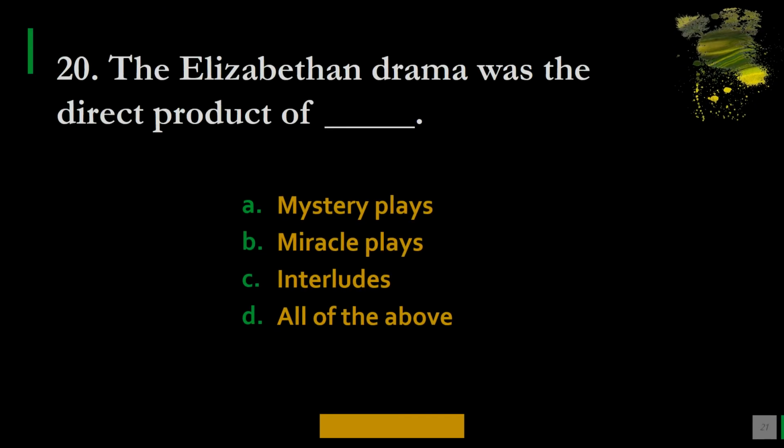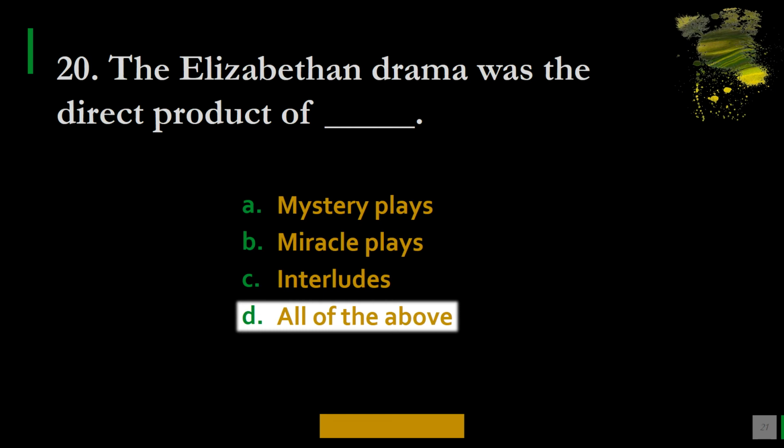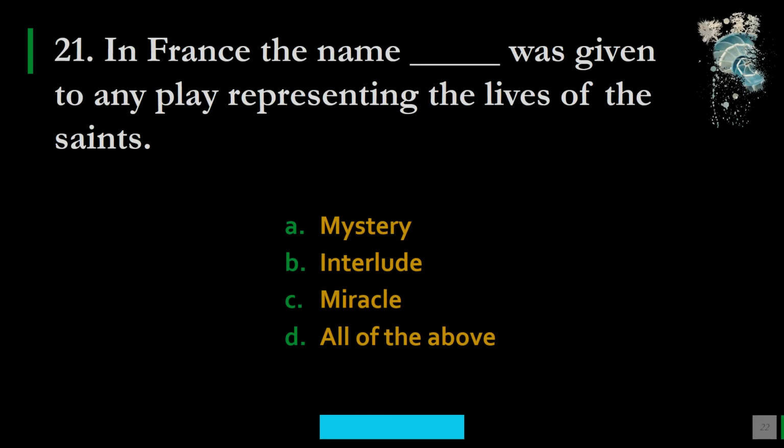Number 20. The Elizabethan drama was the direct product of dash. A. Mystery plays, B. Miracle plays, C. Interludes, and D. All of the above. And the correct option is D. All of the above.